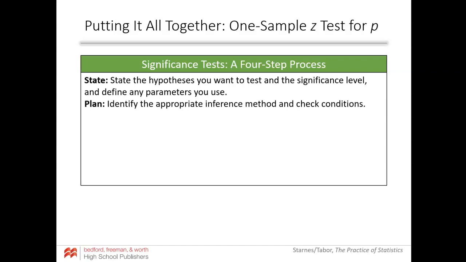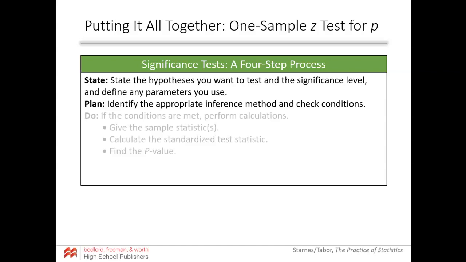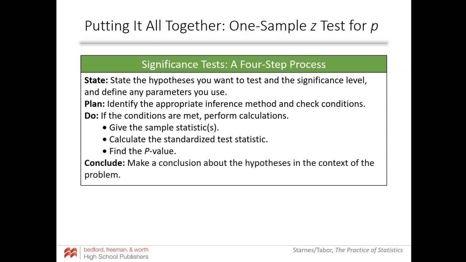And then you're going to plan it. You're going to identify the appropriate inference method, which I know today doesn't sound like a good question because you're like, what are you talking about? We've just been doing the same thing over and over again. That's true for today, but as we learn some other significance tests, we're going to have to identify which one we're supposed to do. And then check our 3 conditions. Remember, random, 10%, and large counts. And then actually do it. So find the sample statistic, calculate the standardized test statistic, and then find the p-value, and then, of course, conclude. Make your conclusion. Do you have enough evidence to reject the null hypothesis, or do you not have enough evidence to reject the null hypothesis?